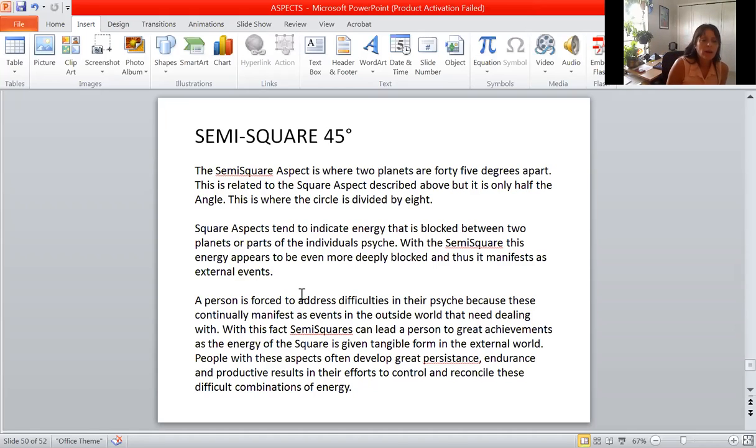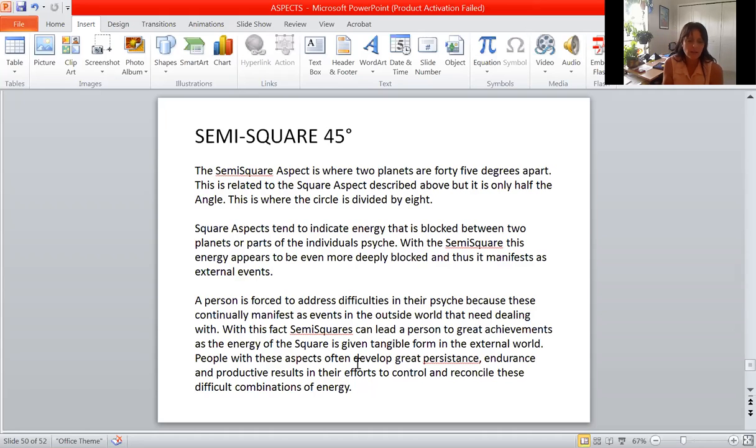Square aspects tend to indicate energy that is blocked between two planets or parts of the individual psyche. But with the semi-square, half the square, this energy appears to be even more deeply blocked, and thus it manifests as external events. A person is forced to address difficulties in their psyche because these continually manifest as events in the outside world that need dealing with. This is when we get fun. We start getting into our different parts of our personalities.